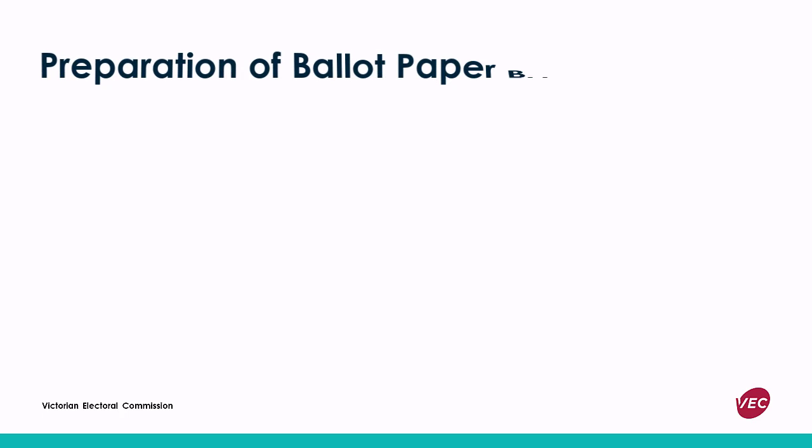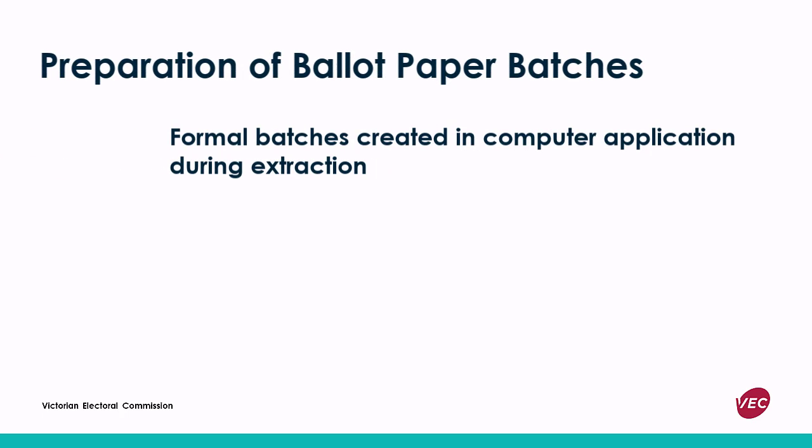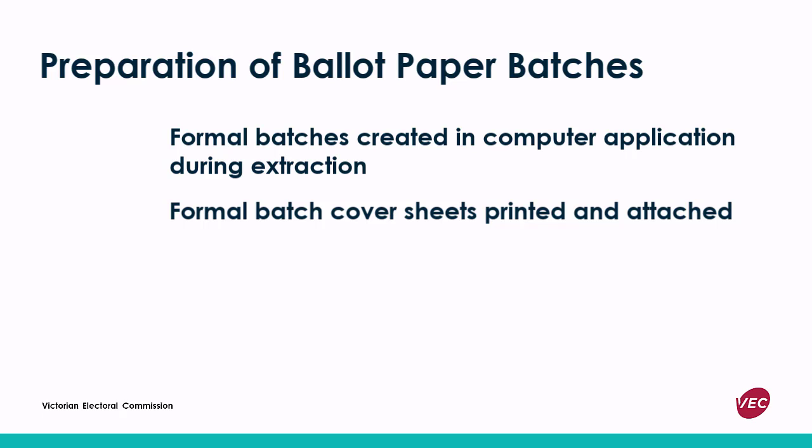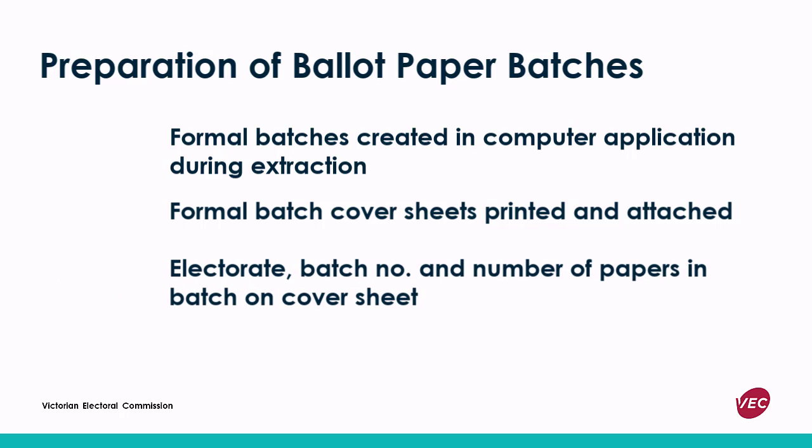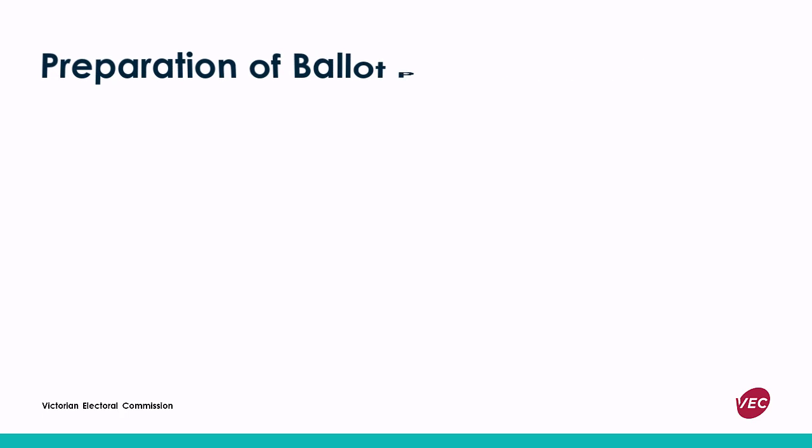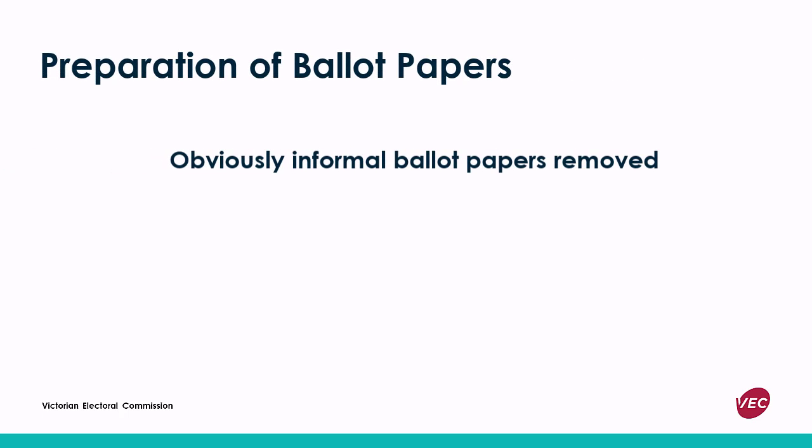While the extraction is taking place, the computer count team leaders will commence the creation of formal batches in the computer count application. Formal batch cover sheets with a batch identification number will be printed. They will then be provided to the counting team leaders at the extraction to attach to each batch of formal ballot papers once extraction is complete. The batch numbers are unique and sequential. Each batch cover sheet records the election, the electorate, a sequential identification number, and the number of ballot papers in the batch. During the extraction, any obviously informal ballot papers will be removed.